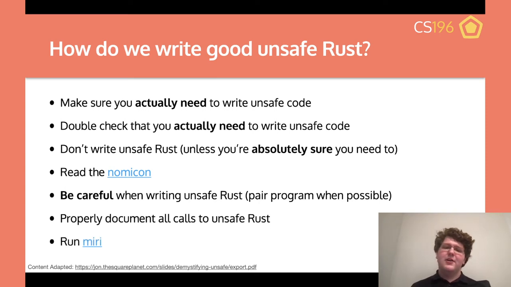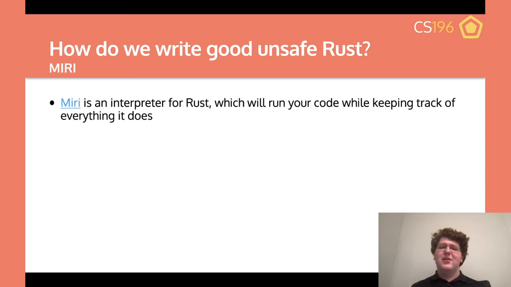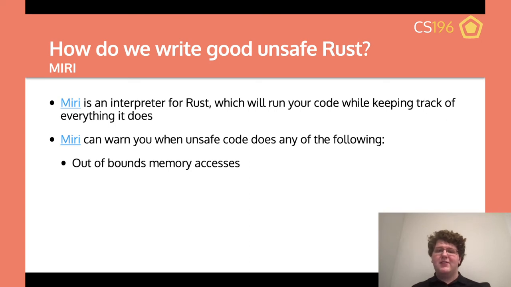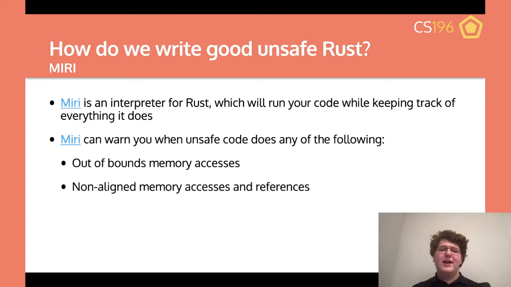And then finally, run Miri. Miri is a great tool that we're going to have a quick aside on. Miri is an interpreter for Rust, which is great. Similarly to the Python interpreter, it will run your Rust code as if line by line, and it will keep track of a bunch of different things. And it will warn you when you do any of these things. It will tell you if you have an out-of-bounds memory access, so a dangling pointer. It will tell you if you're trying to access memory that isn't aligned properly. It will tell you if you leak memory, meaning that all of the pointers are gone, but you haven't deallocated that memory.